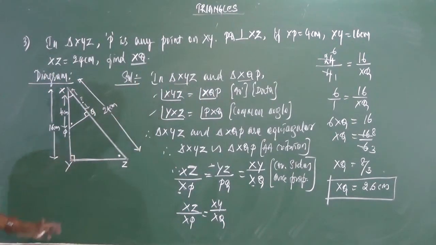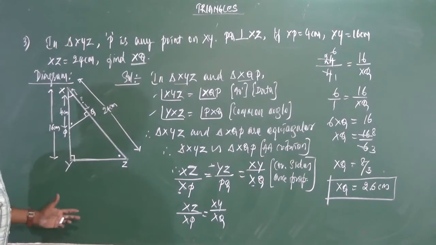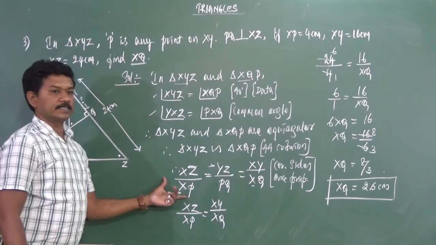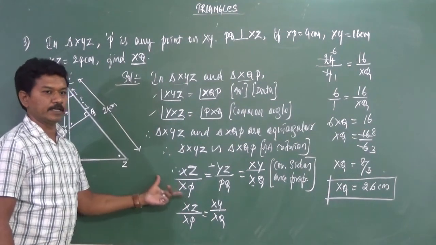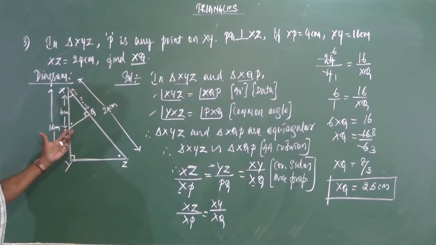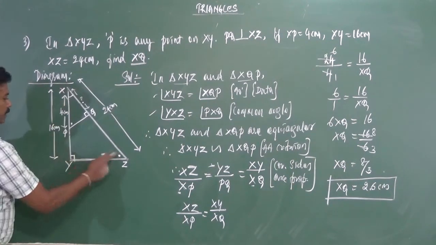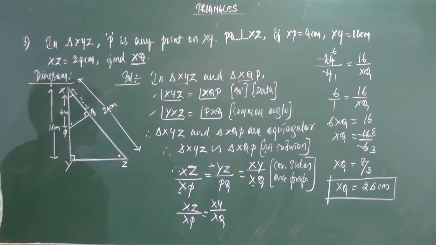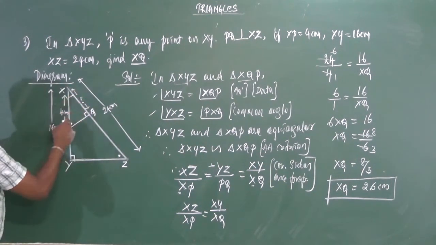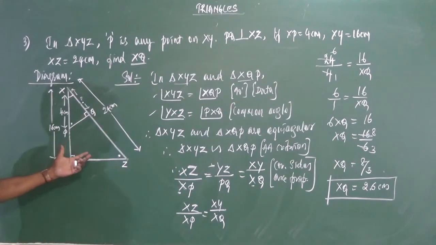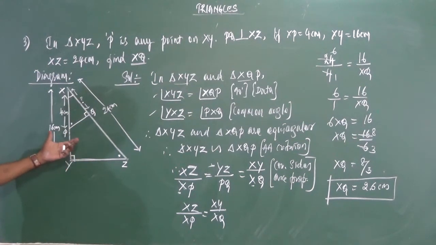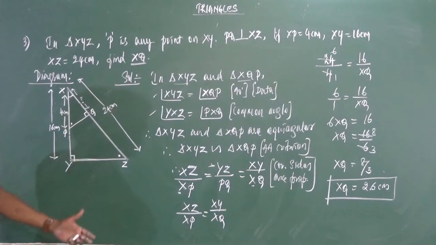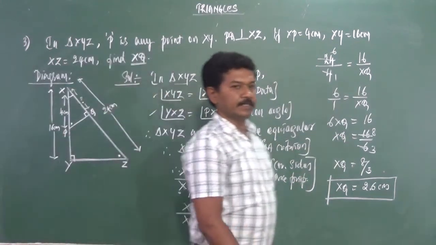Most of the students lose marks while writing the corresponding sides of similar triangles. You have to be very careful because the entire triangle is a mirror type. That is what we call lateral inversion in physics, particularly in the light chapter. I hope you have studied it in your physics. For triangle XYZ, XQP is laterally inverted. So you have to be very careful in identifying the corresponding sides. Approximately it is 2.6 centimeters.